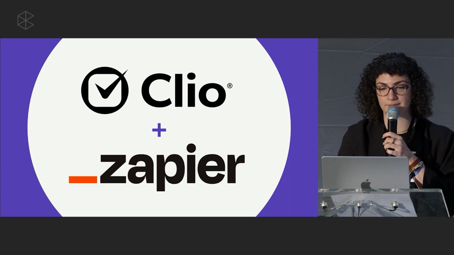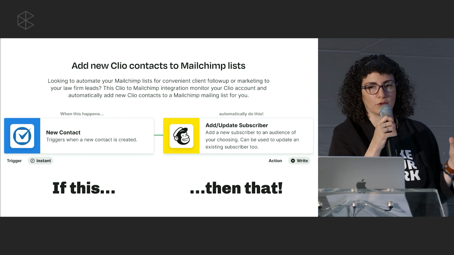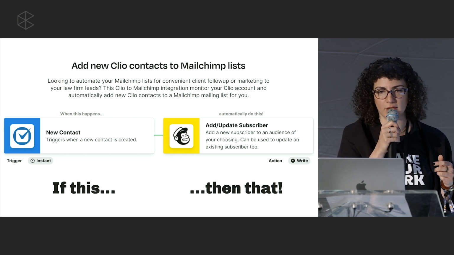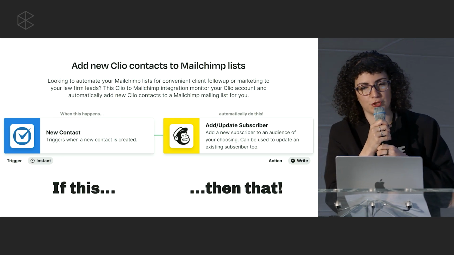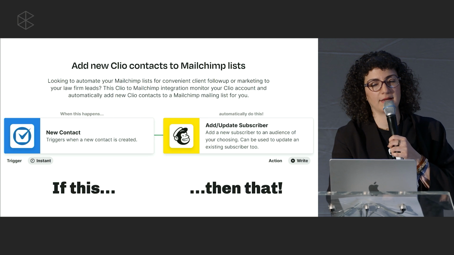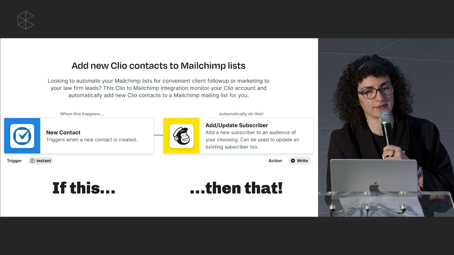For example, maybe you're a solo practitioner and you just wish that you could automate your marketing emails to focus on legal work. So you set up a Zap that pushes contact information from Clio to MailChimp and adds them to your marketing email list to receive automated emails.